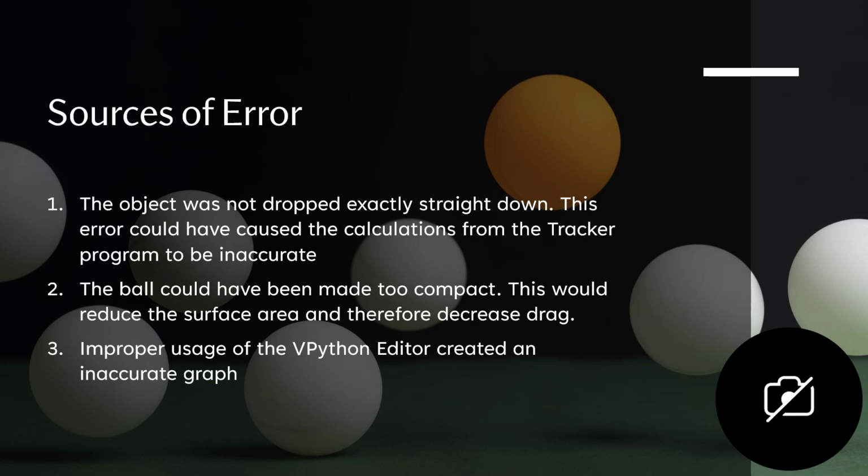During this lab, there were several potential sources of error, one of those being that the object wasn't dropped straight down. This error could have caused the calculations for the Tracker program to be inaccurate, as it would have been unable to accurately depict motion without outside interference. Another source of error is that the ball could have been made too compact. This would reduce the surface area and therefore decrease drag. And of course, the final one is improper use of the VPython code editor, which would have created an inaccurate graph as seen in the previous slide.